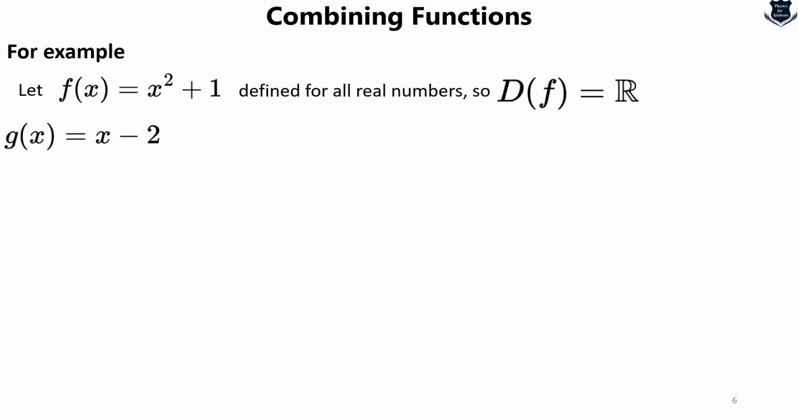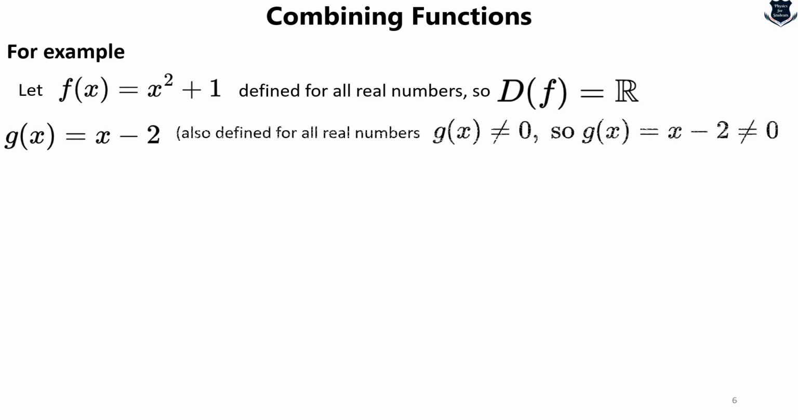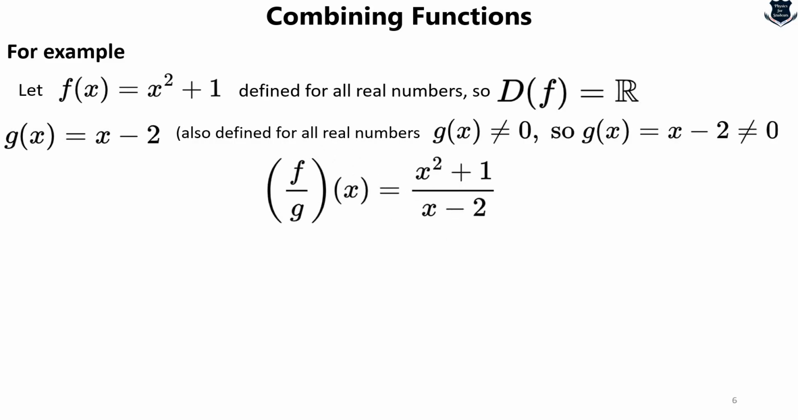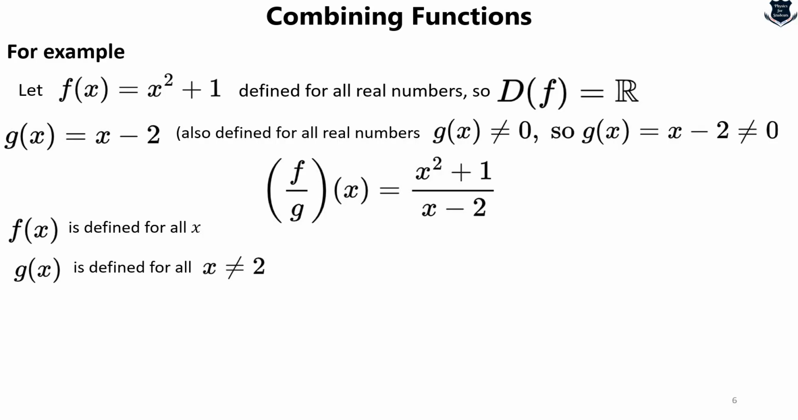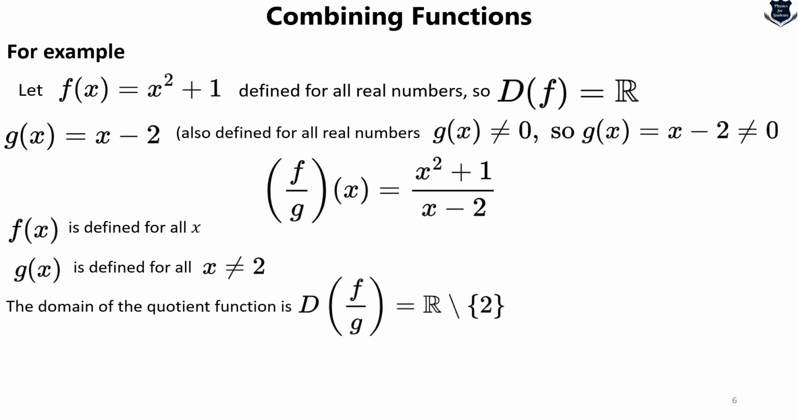And we take g of x equal to x minus 2, also defined for real numbers, but remember that g of x is not equal to 0. So from there we get the quotient function, something like this. And so we know that f of x is defined for all x, g of x is defined for all x not equal to 2, and the domain of the function is this one.